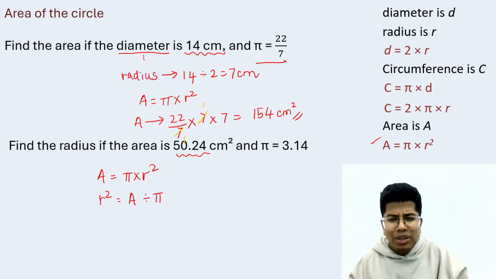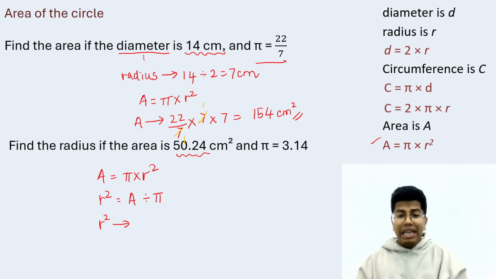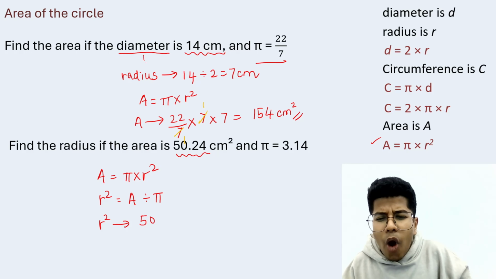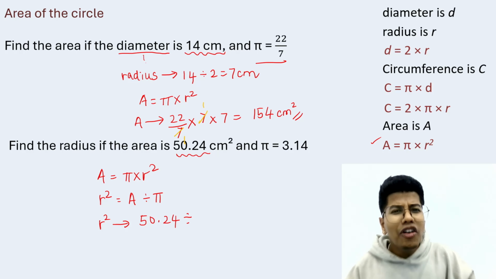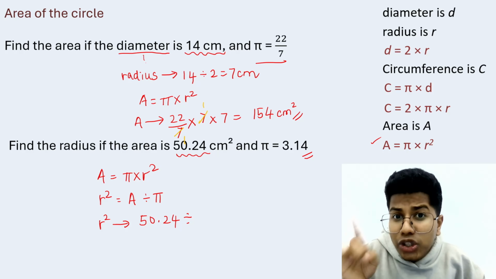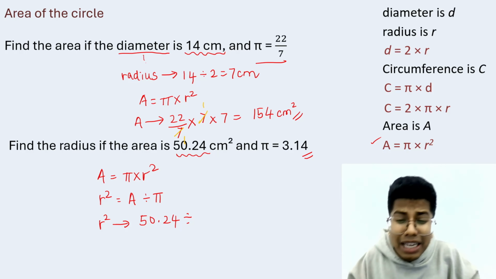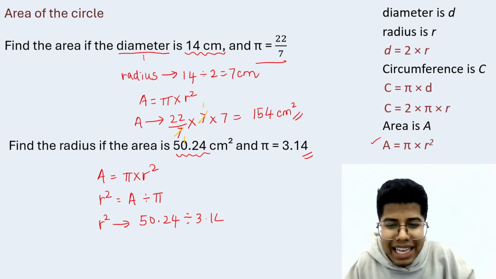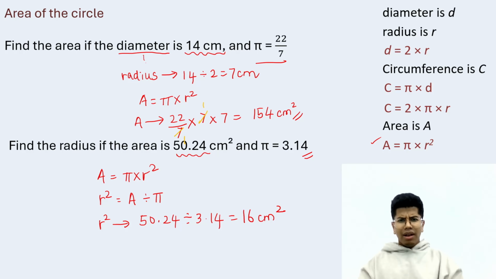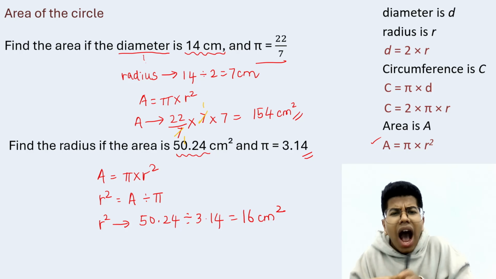Now, if I substitute the value, r square is nothing but area. Do we know its value? Of course, it's just 50.24, which is divided by pi. Now, value of pi is how much here? The question says 3.14. Make sure you pay attention to this value. It's 3.14 in here. Now, if I divide, r square is 50.24 divided by 3.14, which is nothing but just 16 centimeters square. But this is just r square.